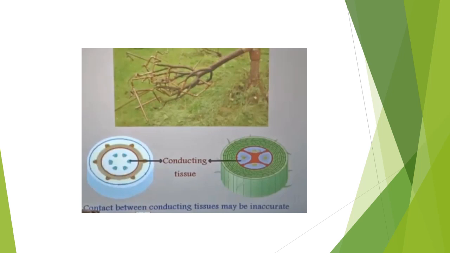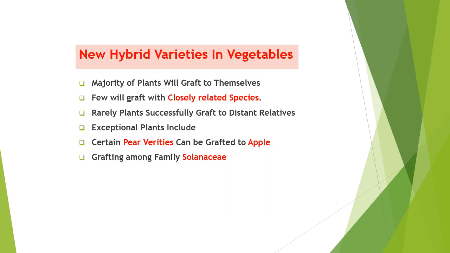And you will see with this photograph, there is a mismatch. When there is anatomical mismatching between the scion and the stock, the conducting tissues will not have contact. It may be inaccurate. That's why when you make a union, the union does not hold true. The grafting is not successful because there is an anatomical mismatching, which is very important.